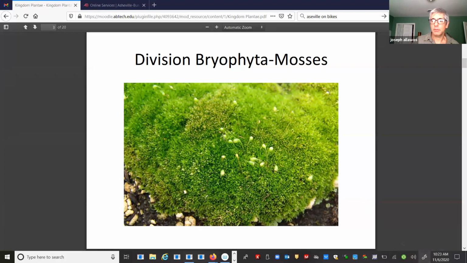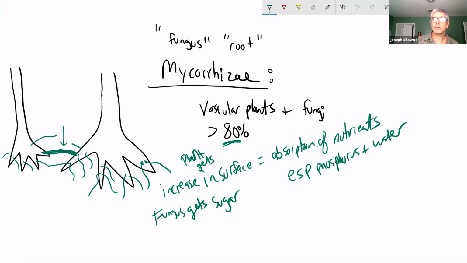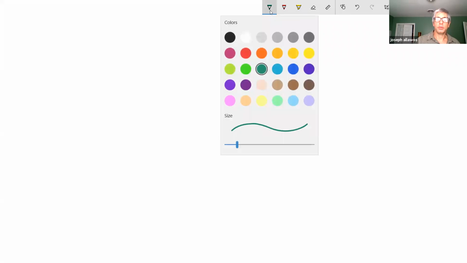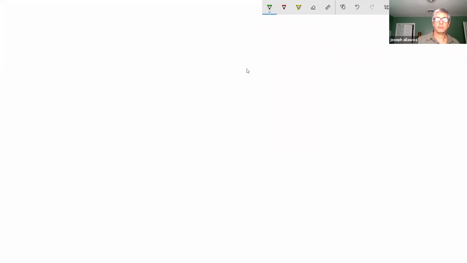So let me pull up a whiteboard here. Oh, there's mycorrhizae. And let's talk about it. Let's think about these mosses and how they reproduce sexually. Okay. So what you have, believe it or not, is a gametophyte generation.